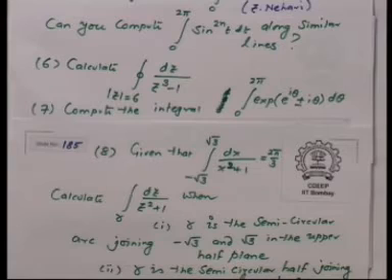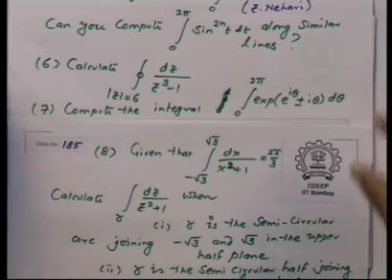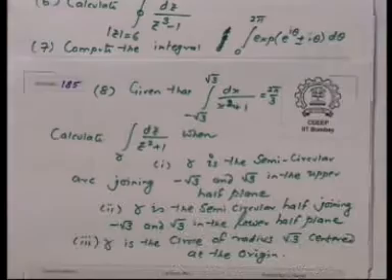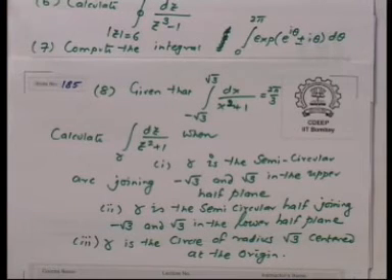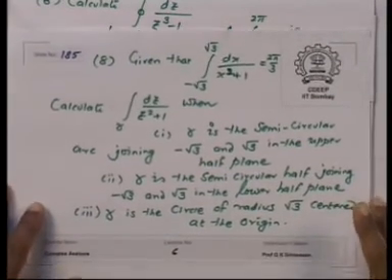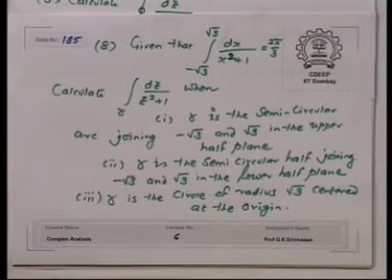calculate integral over gamma dz upon z squared plus 1 in the following cases. When gamma is a semicircle joining minus root 3 and root 3 in the upper half plane, gamma is a semicircle joining minus root 3 and root 3 in the lower half plane, and gamma is a circle of radius root 3 centered at the origin.